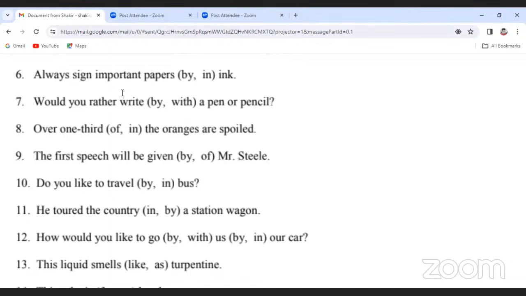We move to number 10. Do you like to travel dash bus? By bus. Do you like to travel dash bus? Yes, by bus is the correct answer. Do you like to travel by bus?